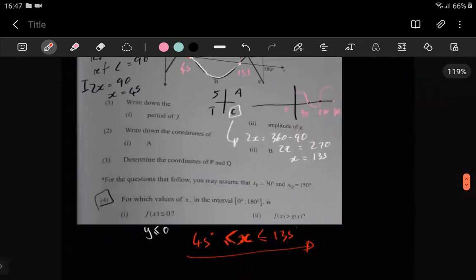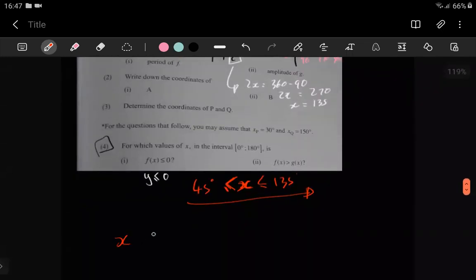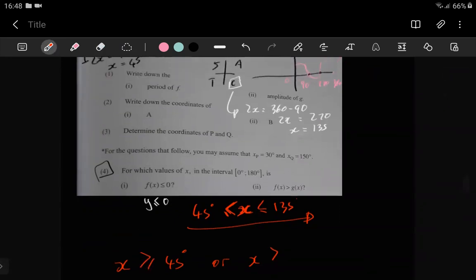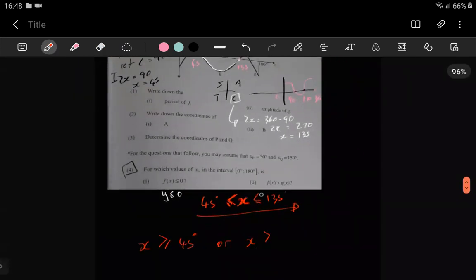Other ways you could have just said it is, you can say x is smaller or equal to 45 degrees, and then you can say, oh, x is bigger... No. Other way. x is bigger or equal to 45 degrees, or x is smaller or equal to 135. See, that's another way to write it.